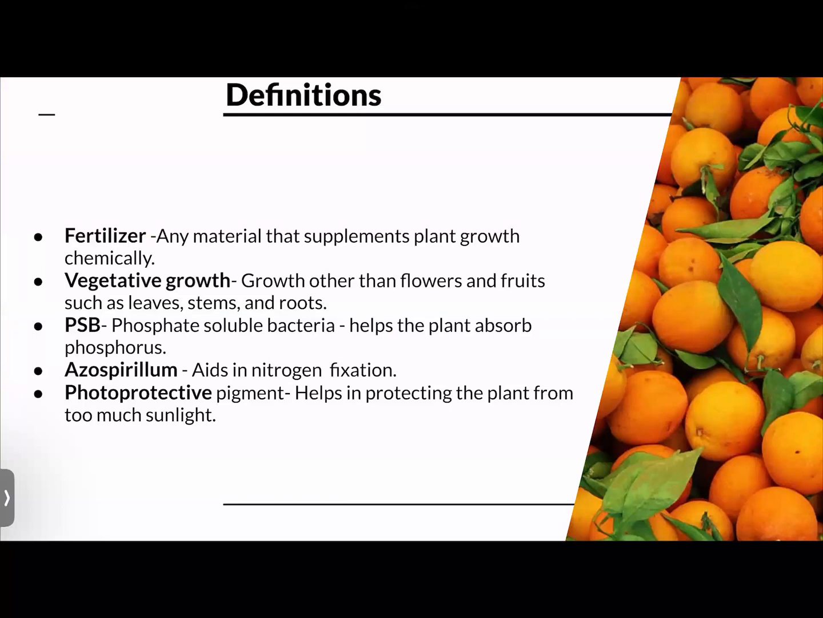Definitions: fertilizer, any material that supplements plant growth chemically. Vegetative growth, growth other than flowers and fruits, such as leaves, stems, and roots. PSB, phosphate-soluble bacteria, helps the plants absorb phosphorus. Azospirillum aids in nitrogen fixation. Photoprotective pigments help in protecting the plant from too much sunlight.